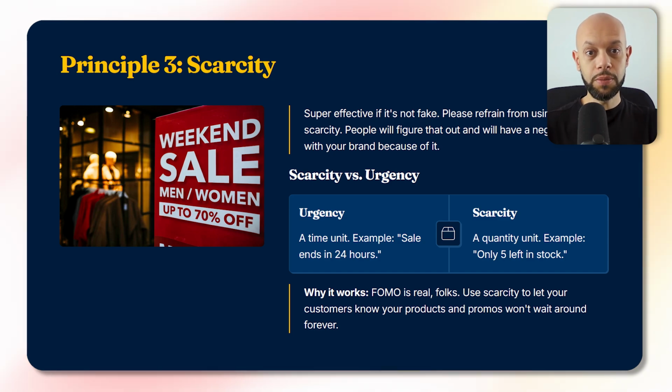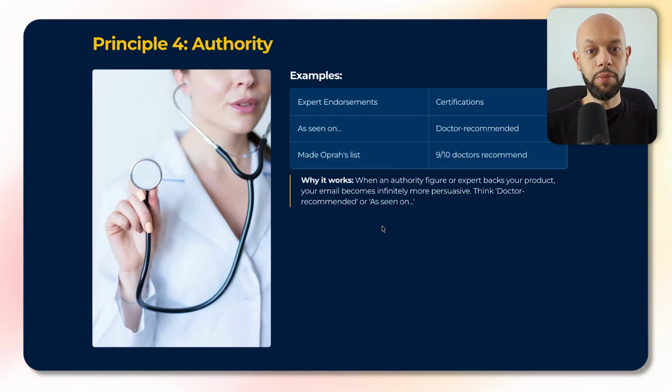The fourth principle is called authority. As an example, you can use expert endorsements and certifications, such as doctor recommended, made Oprah's list, 9 out of 10 doctors recommend, etc. The reason it works is that when an authority figure or expert backs your product, your email becomes infinitely more persuasive. Think of the old example of doctor recommended or "as seen on." I'm going to walk you through the welcome flow of IM8, the brand that I mentioned before, and how they use authority plus other psychological triggers to get people to buy their subscription. But first, let's go through the rest of the principles here.